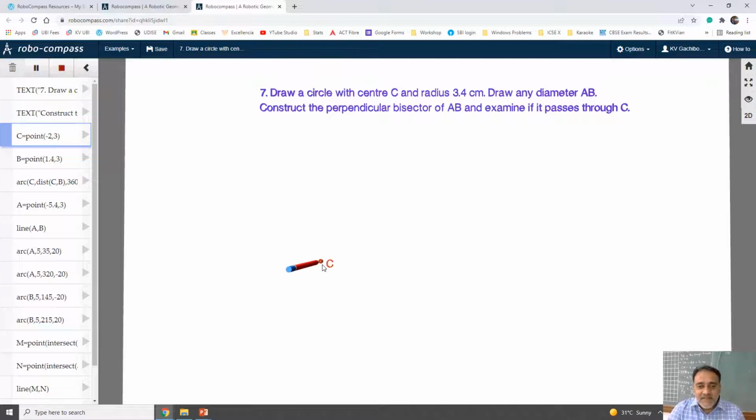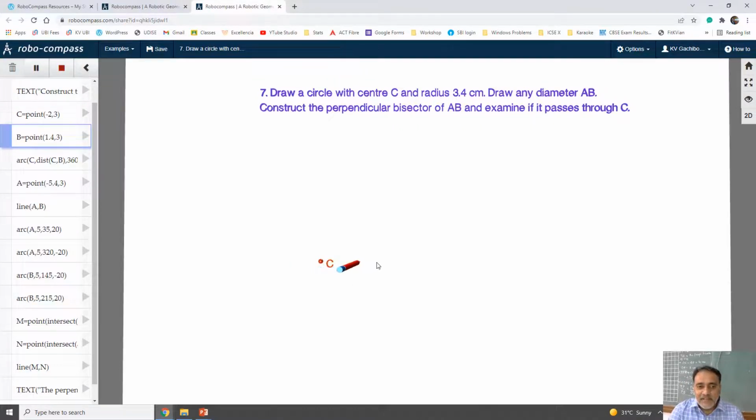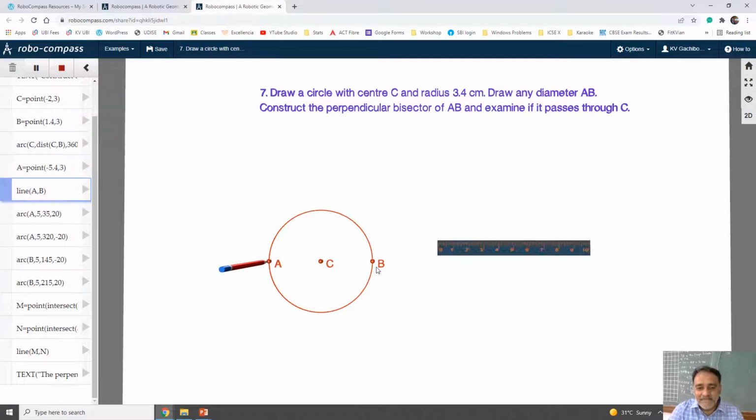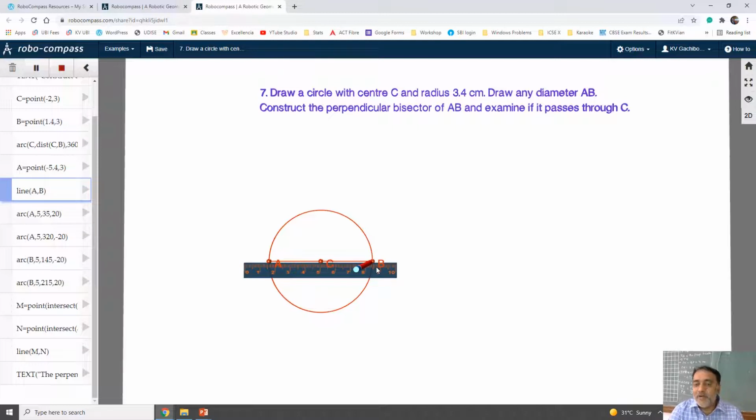ठीक है, सो वी विल टेक वन सेंटर C, एक पॉइंट ले रहे हैं C यहाँ पर, देन रेडियस 3.4 सेंटीमीटर लेके एक सर्कल ड्रॉ करेंगे हम लोग. दिस इज पॉइंट C and we will take one point B such that the distance is 3.4 centimeter. Now with center C and radius CB we are going to draw the circle. Now we are going to draw the diameter. Okay, diameter draw कर रहे हैं. Diameter chord passes through the center.